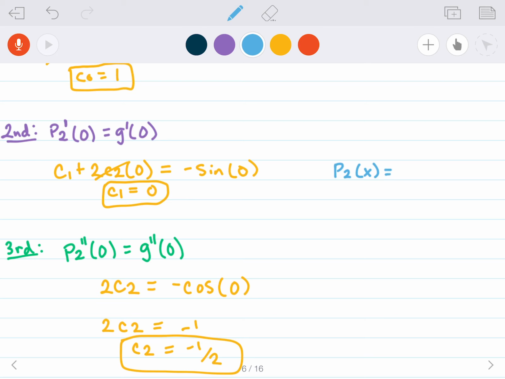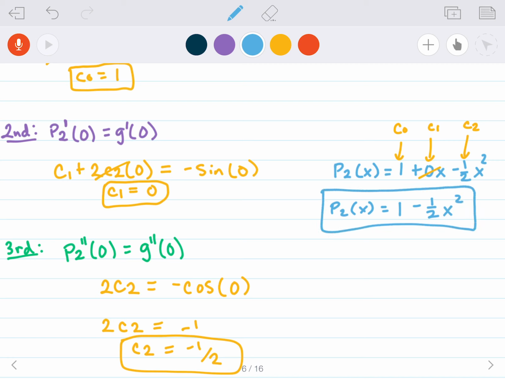is just going to be 1 plus 0x minus 1/2 x squared. So again, this is c0, c1, and c2. And this goes away because of that multiplication by 0. And so our second degree polynomial that's going to approximate cosine of x is 1 minus 1/2 x squared, which is much easier to work with than a trig function in most cases.